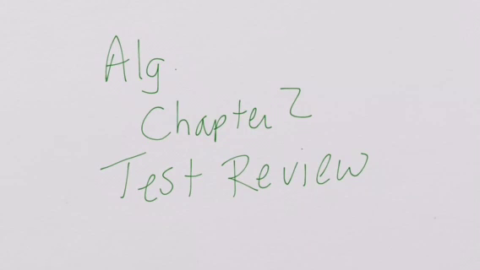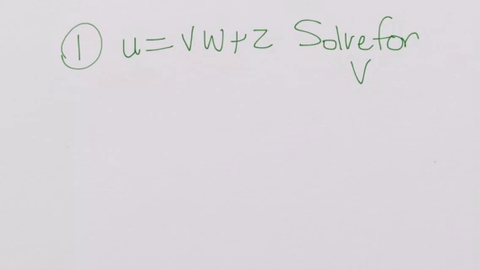Open up your MTT. We're going to do a test review. All right, we're going to go ahead and solve for V. So we're going to use the same questions that we normally use. Is the variable on the left? Well, the V needs to be on the left, so we're going to do symmetrical and rewrite it. VW plus Z is equal to U.